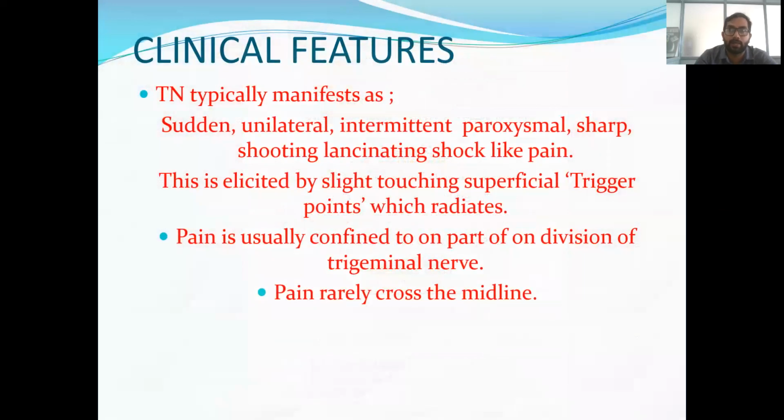Moving on to clinical features. The clinical features typically manifest as sudden unilateral intermittent paroxysmal pain, sharp, shooting, lancinating, shock-like pain. This is elicited by a slight touch or superficial trigger points, from which it radiates. Pain is usually confined to part of the division of the trigeminal nerve. Pain rarely crosses the midline.